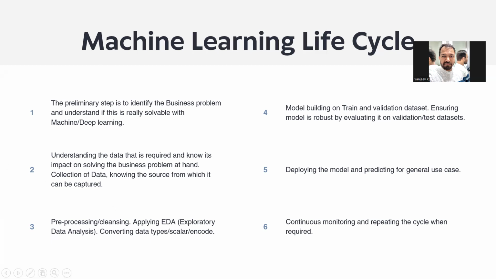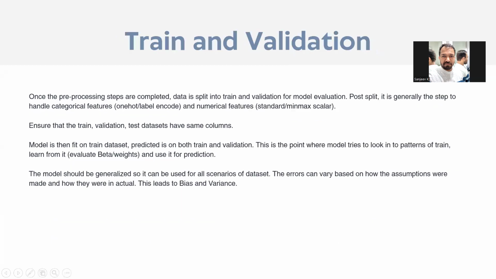I want to draw your attention towards this point number 4, where we try to divide the data into train and validation. So generally this happens at the point before we apply a model. So we divide the data into train and validation. We convert all the categorical columns to one hot encoding or label encoding. And for the numerical columns, maybe you apply a scaler, standard scaler or a min-max scaler to bring them to the same scale. And then we allow the model to get trained.